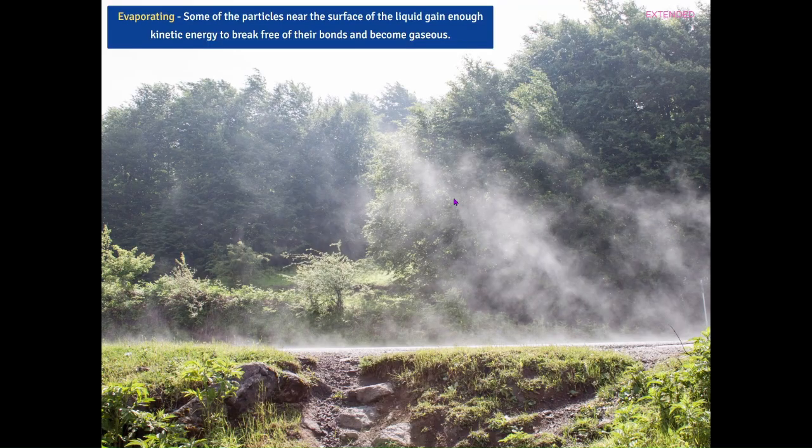Evaporation. Evaporating is an interesting transition because whereas materials have a boiling point, like water boils at 100 degrees Celsius, evaporation can happen at a range of temperatures. Evaporation happens when some of the particles near the surface of the liquid gain enough kinetic energy to break free of their bonds and become gaseous.